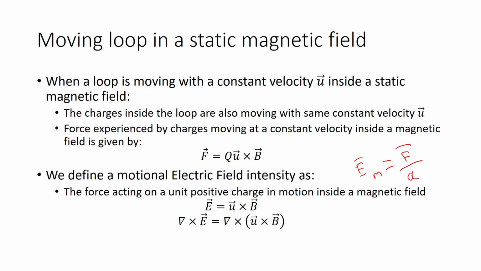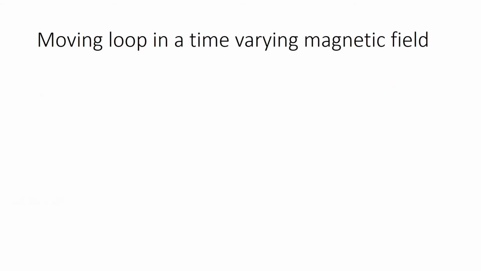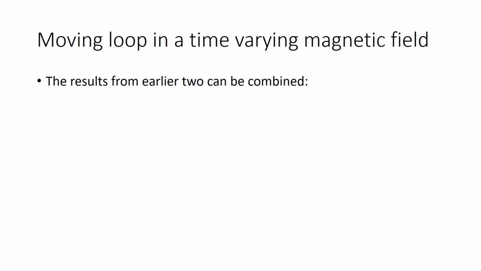So this is the relationship between the magnetic field intensity and the electric field intensity when a loop is moving with a constant velocity u bar inside a static magnetic field. If we try to establish the relationship between the electric field intensity and the magnetic field intensity when a loop is moving inside a time varying magnetic field, we combine the results from the earlier two results. Therefore, I get that the curl of electric field intensity is equal to minus dou B bar by dou t plus del cross u bar cross B bar.